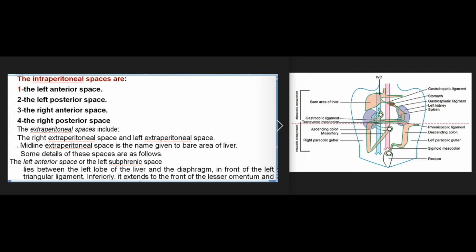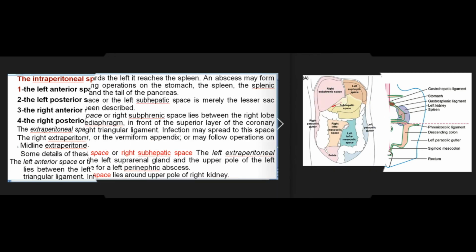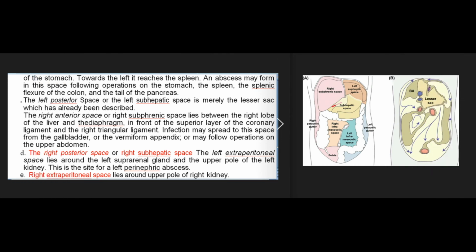The midline extraperitoneal space is the name given to the bare area of the liver. Some details of these spaces are as follows. The left anterior space, or the left subphrenic space, lies between the left lobe of the liver and the diaphragm, in front of the left triangular ligament. Inferiorly, it extends to the front of the lesser omentum and of the stomach. Towards the left it reaches the spleen. An abscess may form in this space following operations on the stomach, the spleen, the splenic flexure of the colon, and the tail of the pancreas.